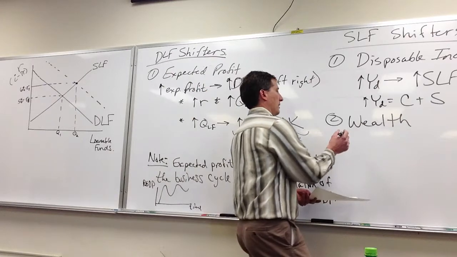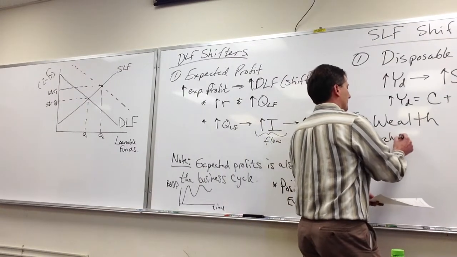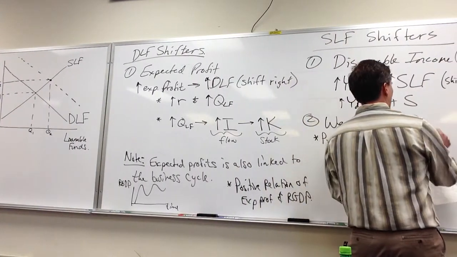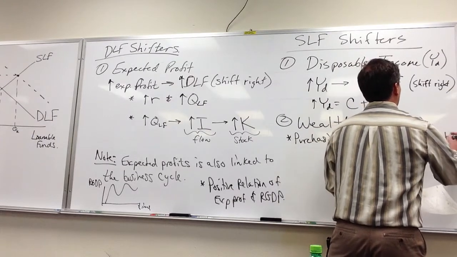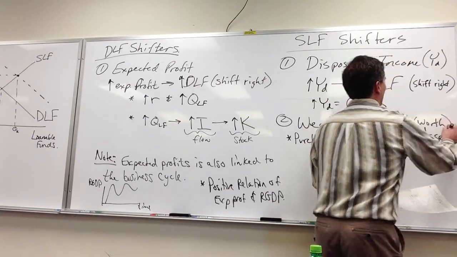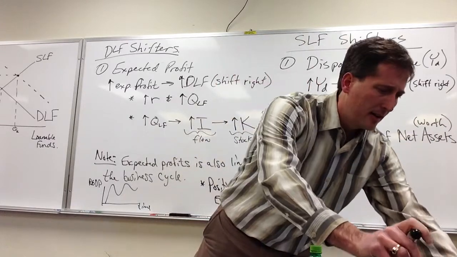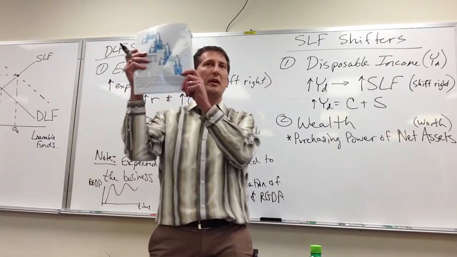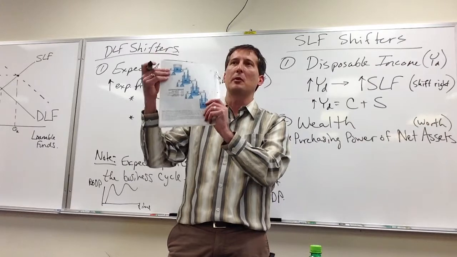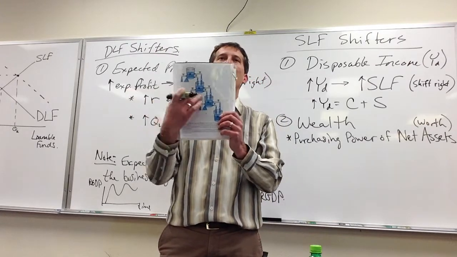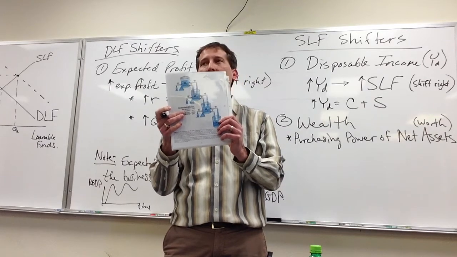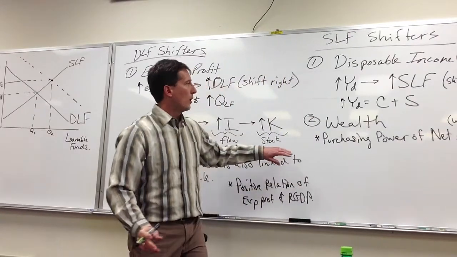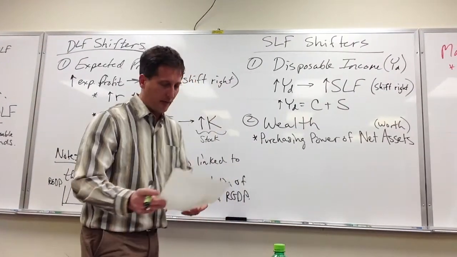So wealth is looking at the purchasing power of what we're going to call net assets, which is really net worth. Last time we looked at one of your pictures here, the wealth of our nation over time. We can think about the value of your assets, what you own, minus what you owe, your liabilities, gives you your net worth or your wealth. So what happens with the purchasing power of that net asset?